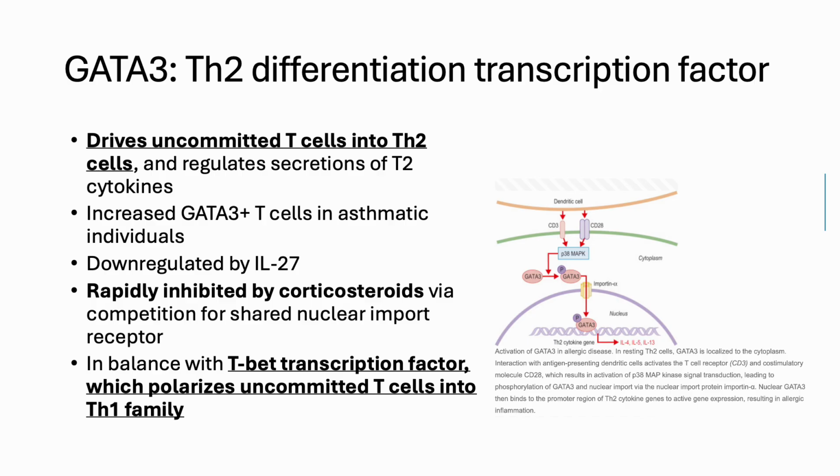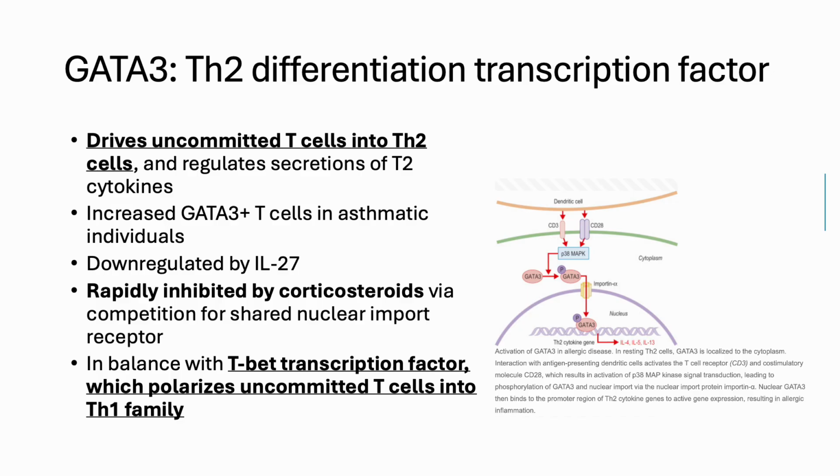So this is another transcription factor that I'll talk about, and this is GATA3. As you can tell from the title, this is going to be pretty important because this is a transcription factor which really polarizes uncommitted T cells and urges them to sort of become Th2 cells. And we know that if we have more Th2 cells, we're going to have more allergic inflammation. So we see that, unsurprisingly, in asthmatic individuals, we have way more T cells that are positive for GATA3. But we also see that it can be downregulated by cytokines such as IL-27.